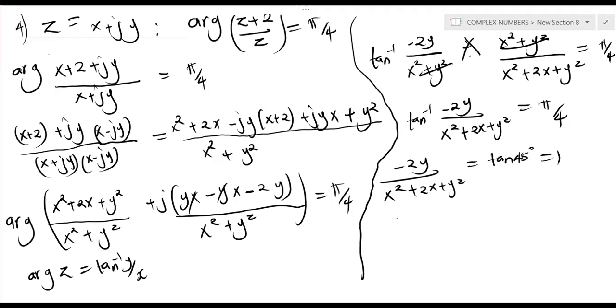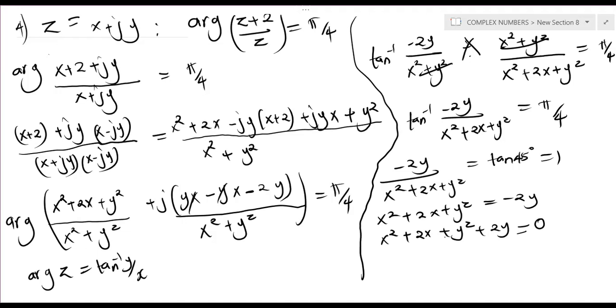So cross multiplying, this is going to give us x squared plus 2x plus y squared is equal to minus 2y. So bringing this to the other side, we have x squared plus 2x plus y squared plus 2y is equal to, so is there a constant here? We don't have a constant that is left here at all. Okay, so is equal to 0. Now this is the locus of the point. This is the equation of the locus.